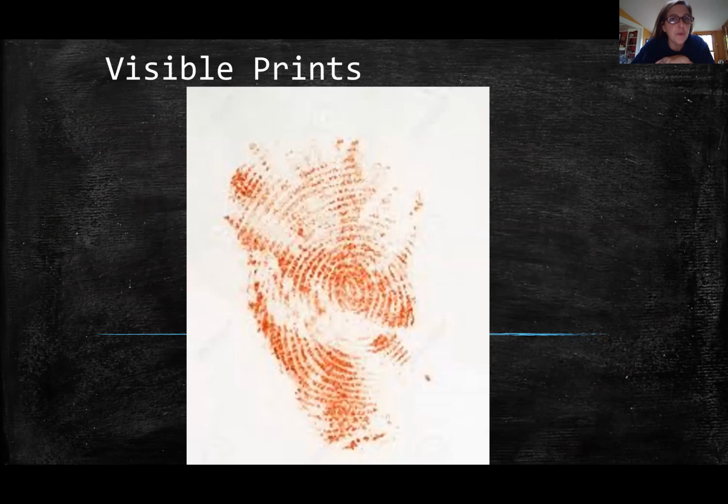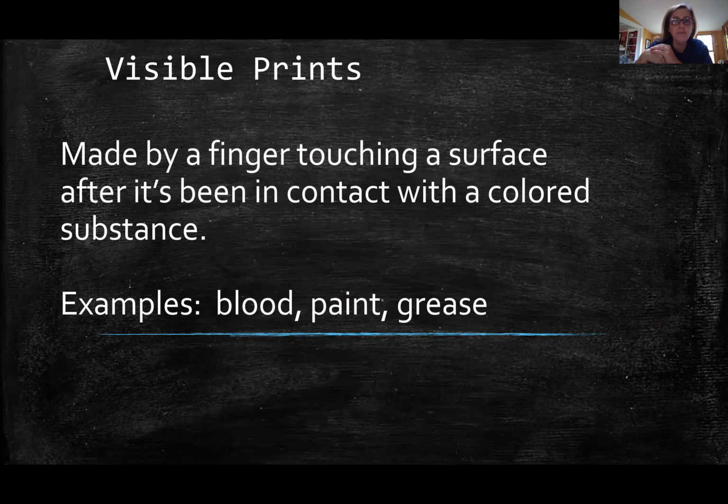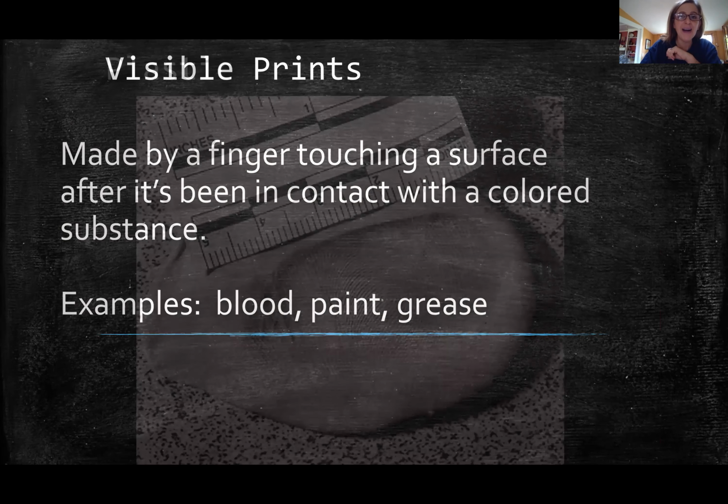The next one would be a visible print that you might leave behind. So a visible print must mean that there's something on your hand and then you touched things and you left that behind. This one looks like it could possibly be blood. So it's made by a finger touching a surface after it's been in contact with a colored substance like blood, paint, grease. You're walking down the stairs and you touch the railing that's just been painted, and then you touch a light switch or the wall. You're going to leave that visible print behind.